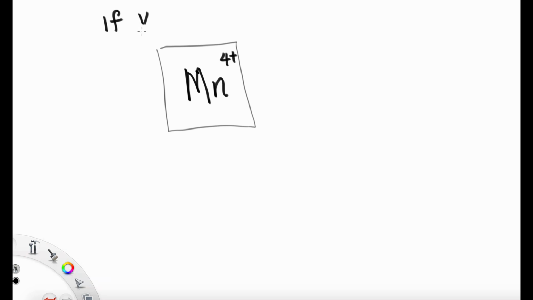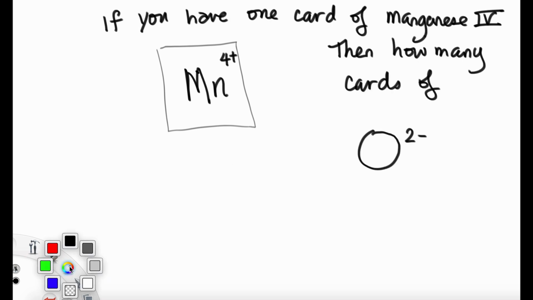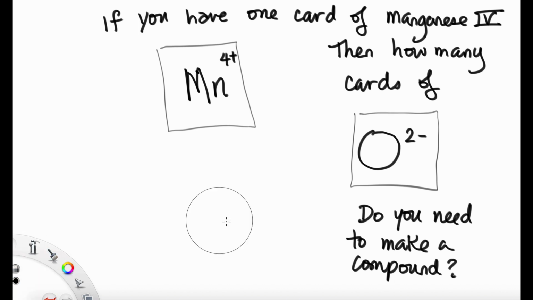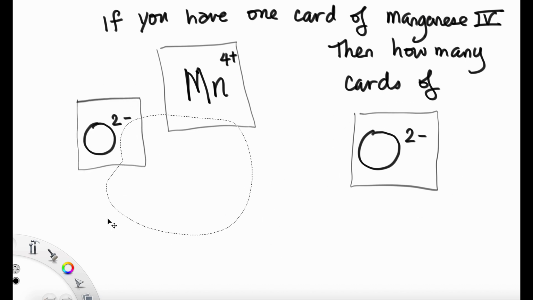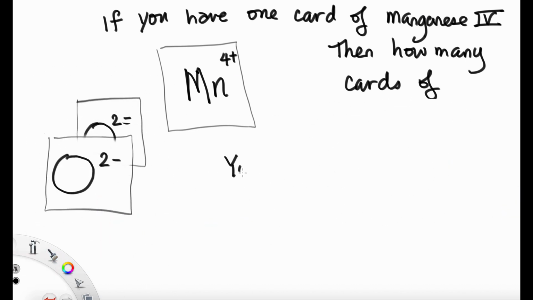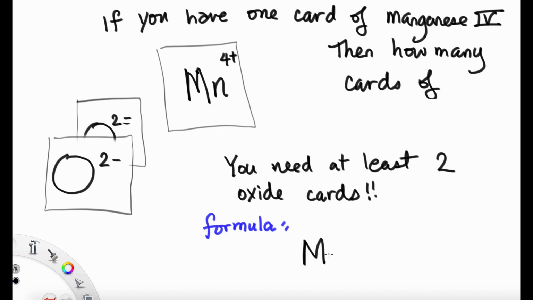If you have 1 card of manganese 4, then how many cards of oxide would you need? If you said you would need 2 oxide cards, you would be right, you would need 2. So the formula would be MnO2, because there's 2 oxides.